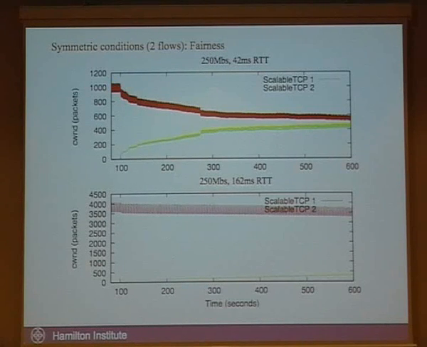And so these are CWND time histories for two of those points for Scalable. And we can see what's happening is that as we increase the round trip time, it's not converging. It converges achingly slowly to fairness. It doesn't even converge after 10 minutes. And then at this point, by the time we've got to 162 milliseconds, it's not converged at all. And actually, if I've got longer ones, the green guy's getting no bandwidth at all.